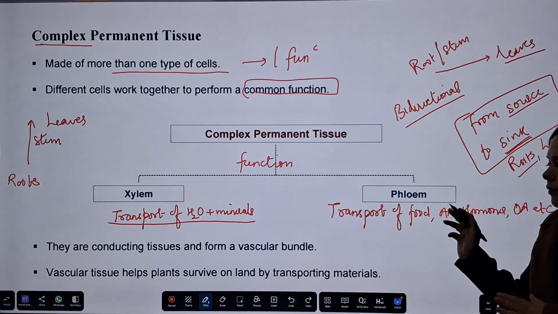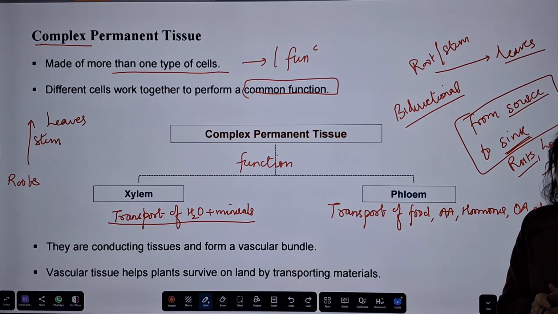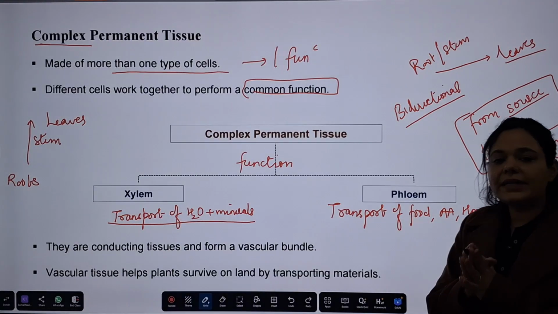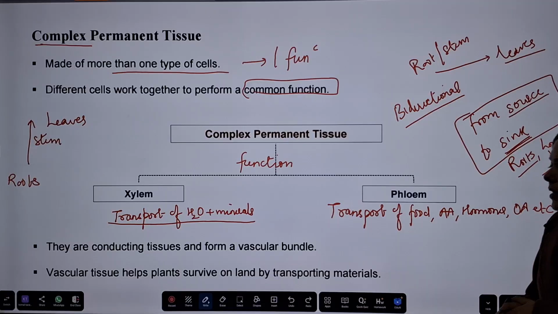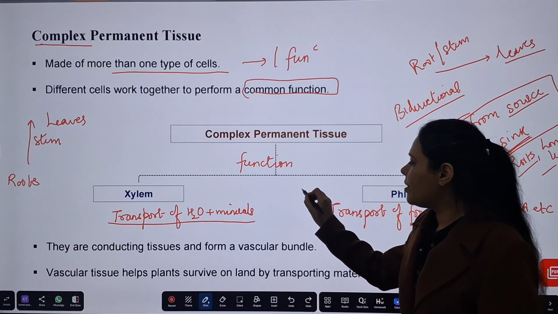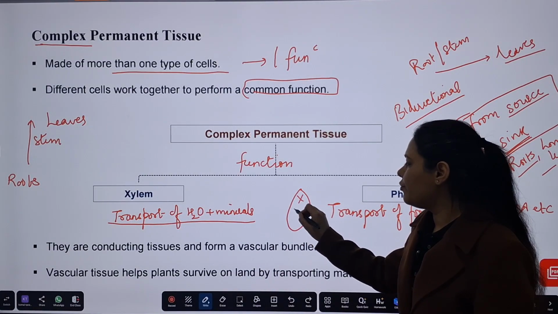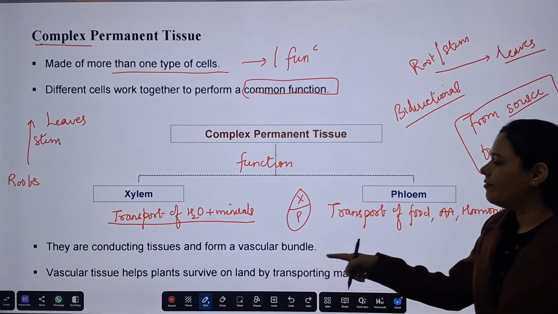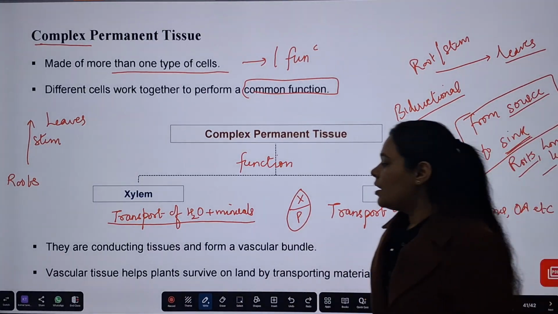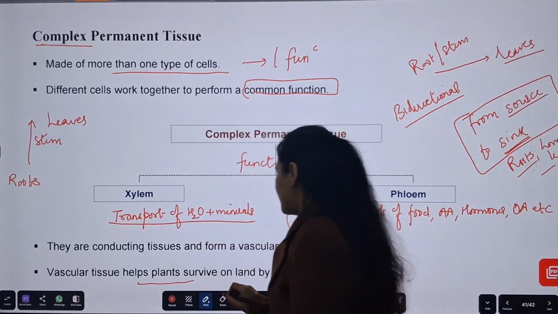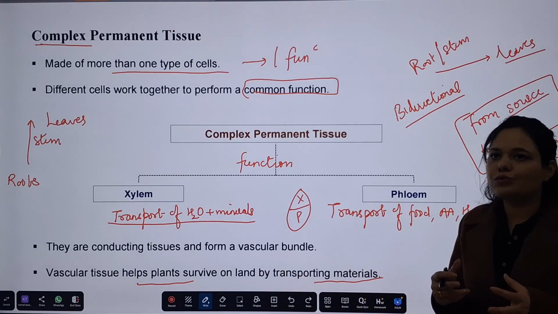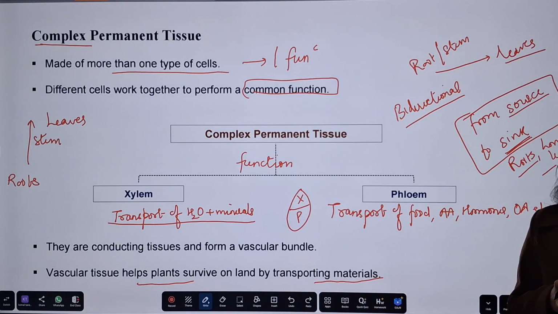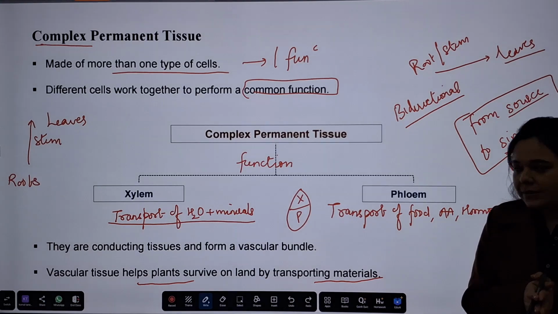So xylem and phloem are the conducting tissues that are responsible for the transport of food, water and minerals in the plants, and together they form a vascular bundle. Xylem and phloem are generally arranged in the form of vascular bundles in plants. Vascular tissue helps plants survive on land by transporting materials. So these two are basically responsible for the transport in plants.